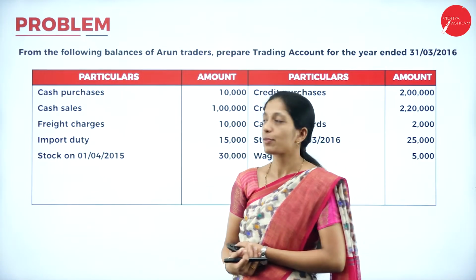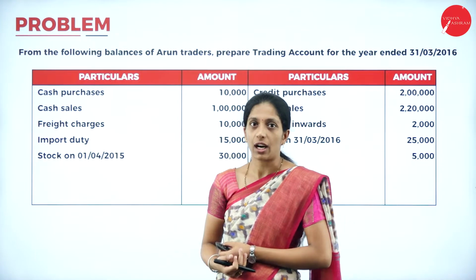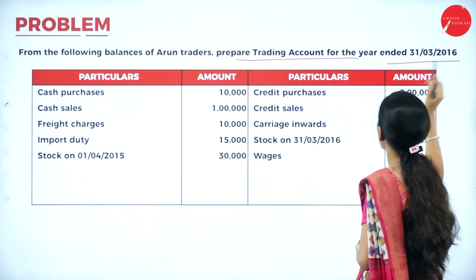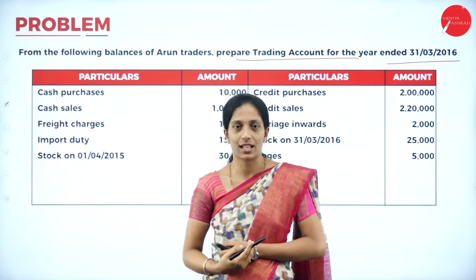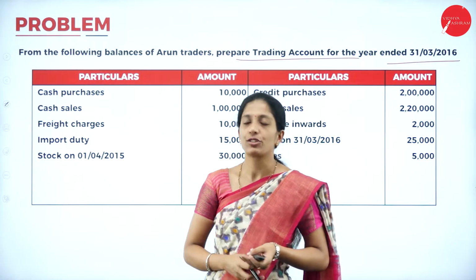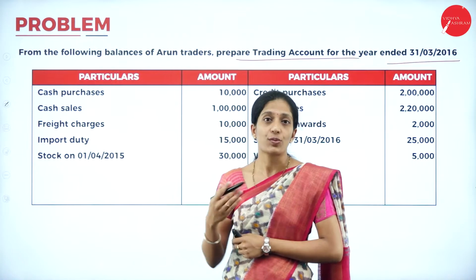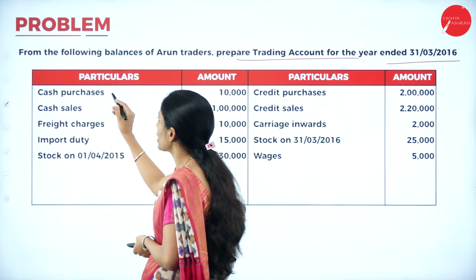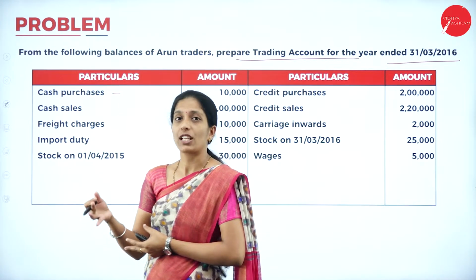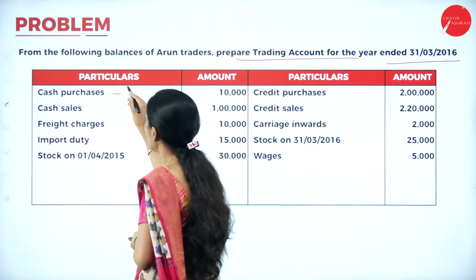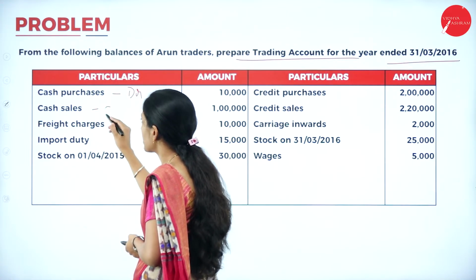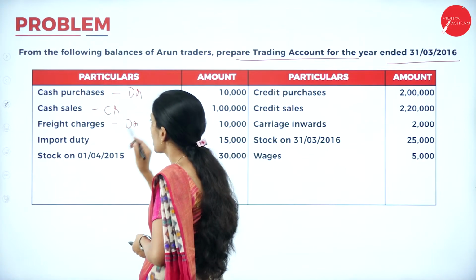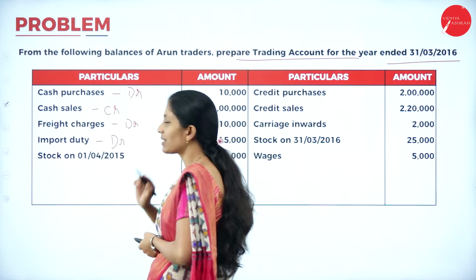Now we shall move on to the next problem, that is a problem on trading account. Go through the problem here. From the following balances of Arun Trader, prepare trading account for the year ended 31st March 2016. So here also they have asked us to prepare the trading account. Now go through the particulars. So first we have to identify where we have to record these items. So coming to the first one, cash purchase. So where do we record? That is after opening stock, to purchase. So we'll record in the debit side. Next, cash sales, that is in the credit side. Freight charges, so it is a direct expense, we have to record in the debit side. Next, import duty, it is also a direct expense, debit side.